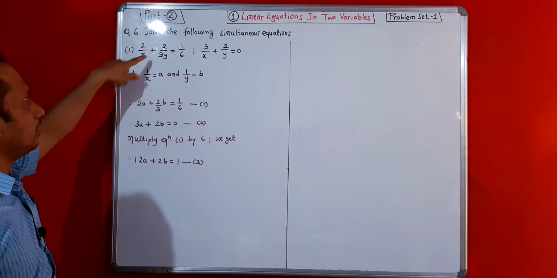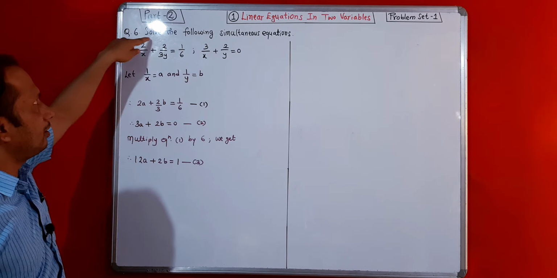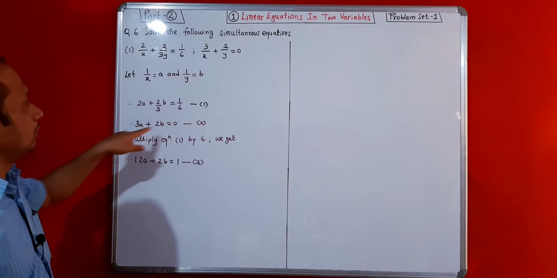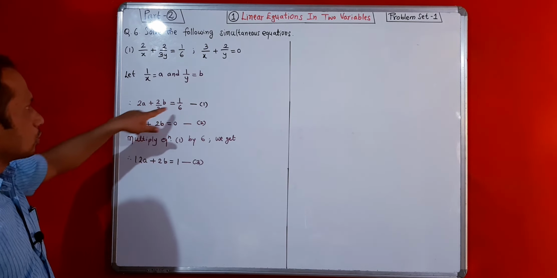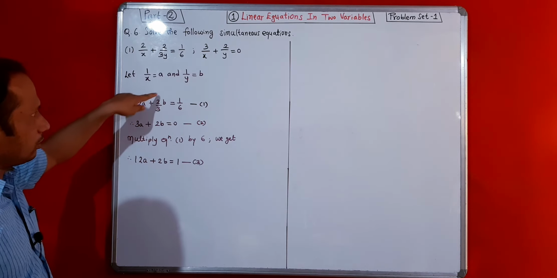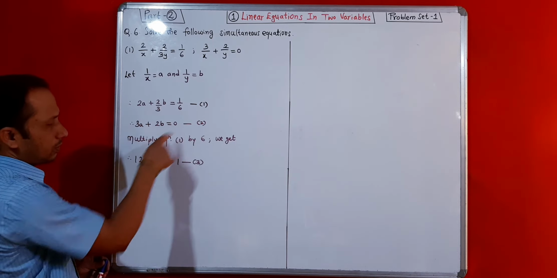So let 1 upon x is equal to a, and 1 upon y is equal to b. So 2a plus 2 upon 3b is equal to 1 upon 6, this is equation 1. Then 3a plus 2b is equal to 0, this is equation 2. So multiply this equation by 6, so you'll get 12a plus 2b is equal to 1. Now subtract.